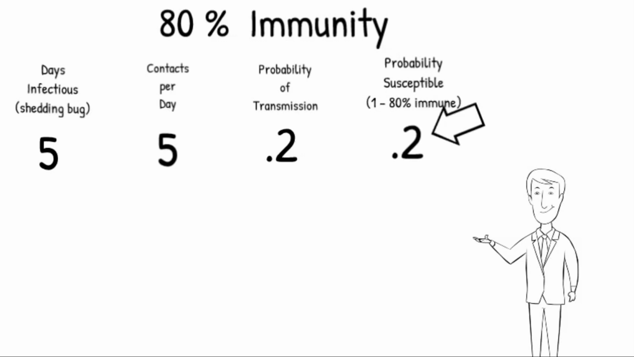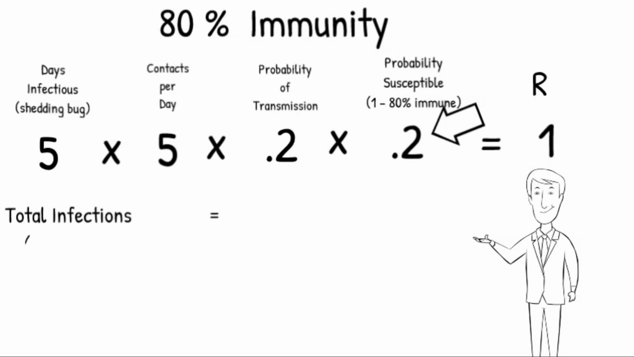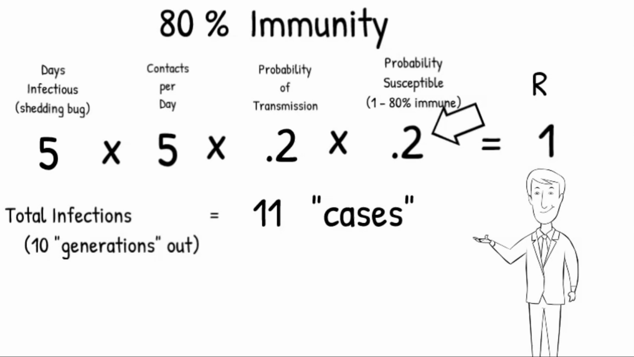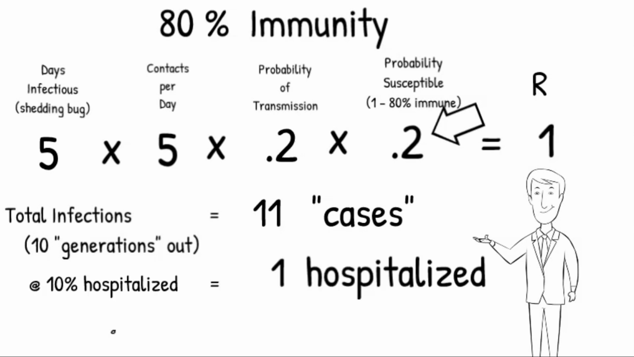But now the probability of being susceptible is 20% because 80% are immune through vaccination or previous infection. That gives us an R of 1. So once you get it up to 80%, you have an R of 1. And from there on, you're getting the 10 generations after that point. Per case, you're getting 11 new cases with 1 hospitalized and no deaths.